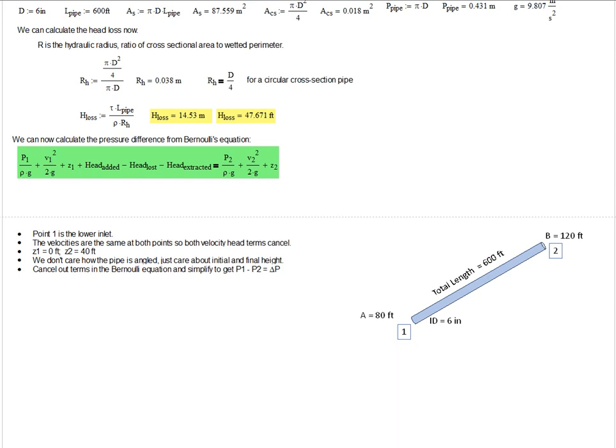So all we're left with when we simplify our Bernoulli equation is our delta P. Our delta P, which will be P1 minus P2 because we'll keep that positive, is equal to Z2 plus the head loss, and then we multiply that by rho g. And so that is equal to 38 psi, or 262 kilopascals.